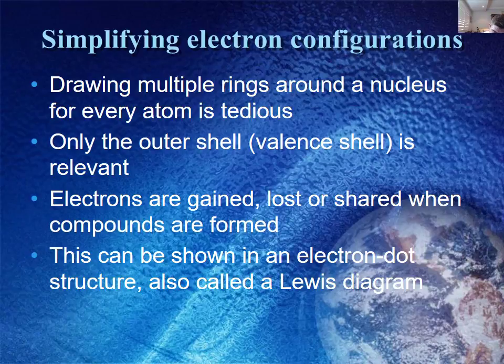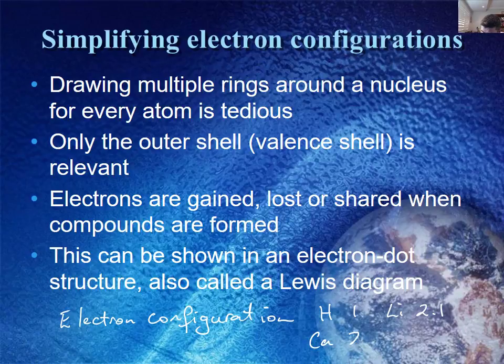Now, we've done this previously with things like an electron configuration, but even these can get a little bit unwieldy. If we look at something like hydrogen, well, it's 1. Lithium would be 2, 1. Calcium, on the other hand, would be 2.8.8.2. This starts to become itself a little bit unwieldy and a little tedious. And the only thing that we're really interested in is the outer shell or the valence shell.